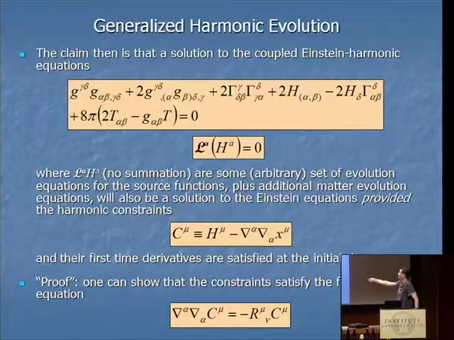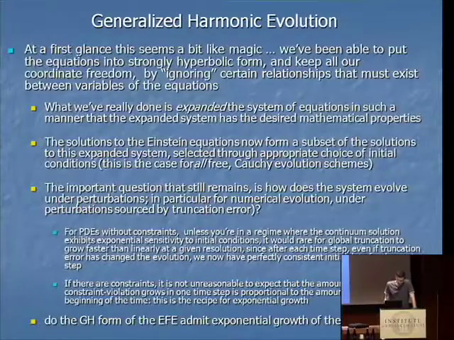So at least at the formal mathematical level, just like with the ADM equations, even though we have this larger system of equations, we can guarantee that we select the subset of solutions that we're interested in by solving the constraints at the initial time. And here the constraints are that C and C dot are equal to 0. So this is just rehashing a little bit of what I've said.